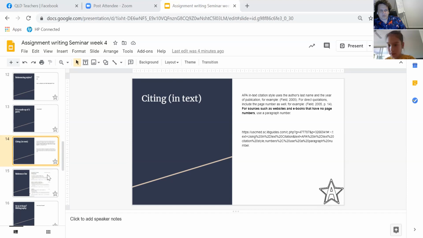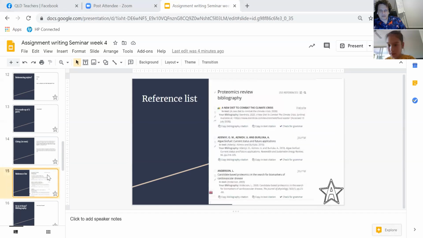So let's talk about the reference list. We have this in our bibliography, taken from a bibliography generator. But you can see here, you've got name, date, so Iberdrola 2020, a new diet to combat the climate crisis, which is the name of the article, and where it was found. This was found on a website.